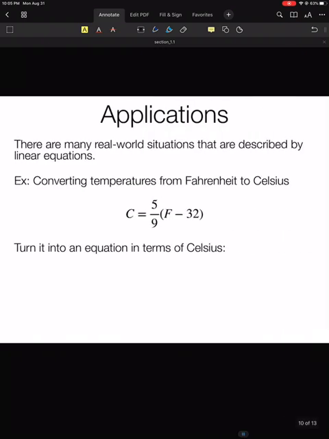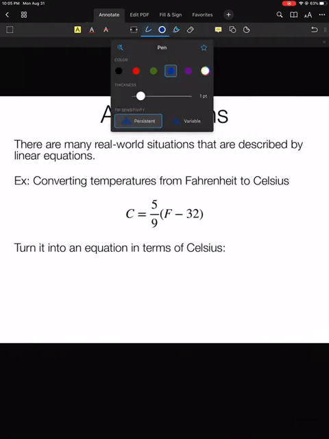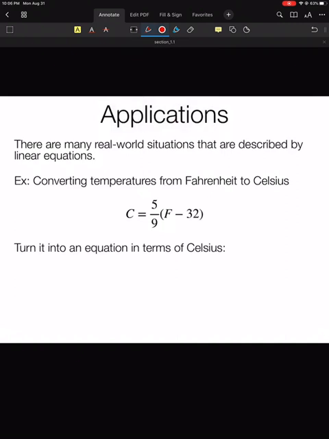Okay. Now we're going to go on here to the last little bit and talk about applications of linear equations. You see linear equations, or they exist all around you, whether you see them or not. So they're in tons of real world situations. One of the most common ones is the linear equation that converts temperatures from Fahrenheit to Celsius.